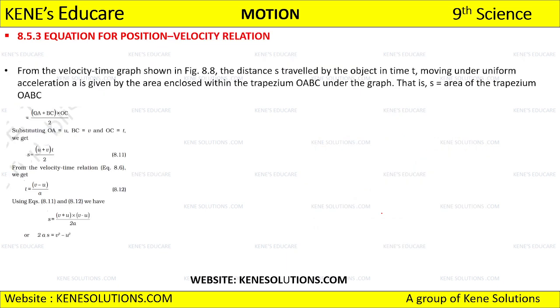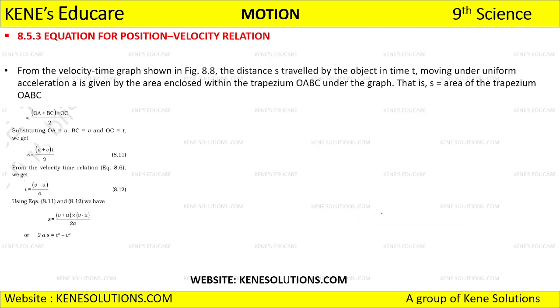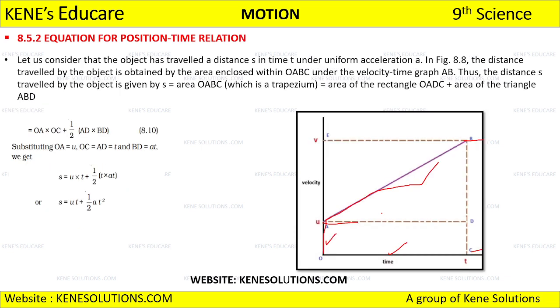Then we have the third equation, the equation for position velocity relation. So see, from the velocity time graph shown in figure 8.8, this one, the distance traveled by the object in time t, moving under uniform acceleration a, is given by the area enclosed within the trapezium. The trapezium is OABC under the graph. Can you see OABC?